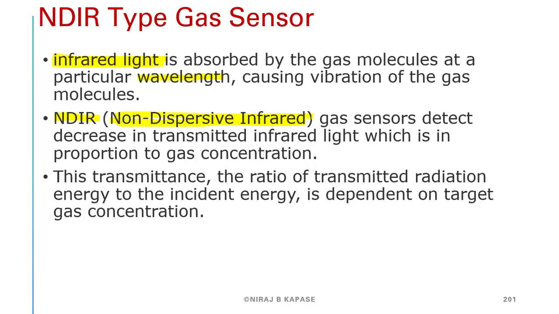Non-dispersive infrared gas sensors are used to detect the decrease in transmitted infrared light, which is in proportion to the gas concentration. This transmittance, the ratio of transmitted radiation energy to the incident energy, is dependent on the target gas concentration. How it looks, I will show you in the diagram.